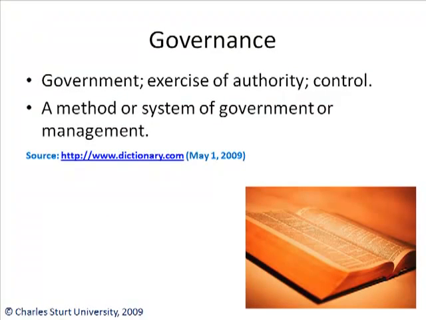So, okie dokie. Governance, according to dictionary.com. It says government, the exercise of authority, control. It's a method or system of government or management. So just highlighting some keywords here. It's about exercising authority. It's about exercising control. It's about applying methods or systems that allow you to manage your environment. Governance.